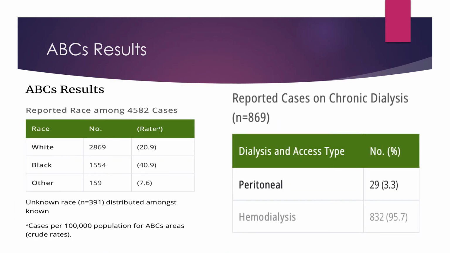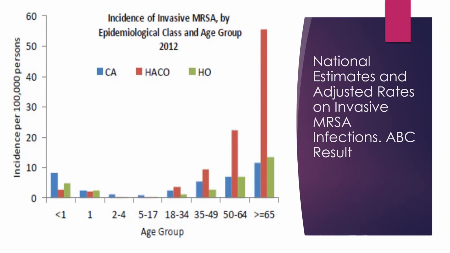This slide here just shows more of the ABC results. This graph to the left is the race report. The graph to the right is the report case on chronic dialysis, peritoneal, and hemodialysis. More of the ABC report. This graph here demonstrates incidence of invasive MRSA by epidemiological class and age group. It represents the national estimates and adjusted rates on invasive MRSA infections.